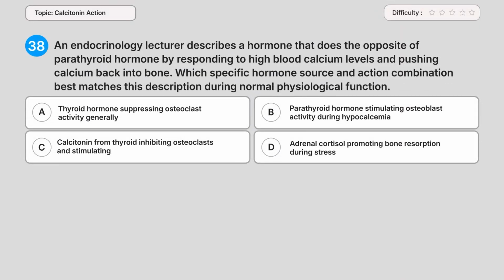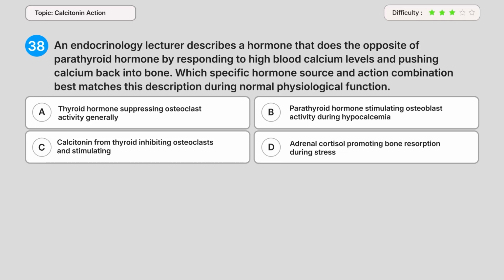Question 38. An endocrinology lecturer describes a hormone that does the opposite of parathyroid hormone by responding to high blood calcium levels and pushing calcium back into bone. Which specific hormone source and action combination best matches this description during normal physiological function?